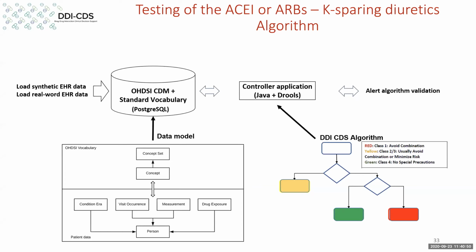This slide gives an overview of that process. So you've seen the logic flow diagram, which breaks down how the ARB and potassium-sparing diuretic algorithm works. What we did is we wrote the logic for that in a logical language called Rules, and then we tested it against electronic health records data. For this particular one, we used synthetic electronic health records data. So we generated patients in the electronic health records system that would match the different criteria specified by the algorithm.